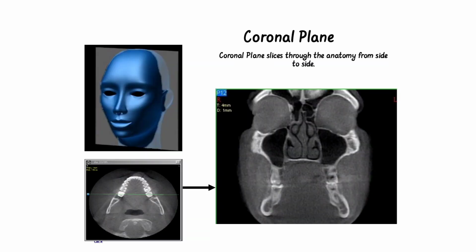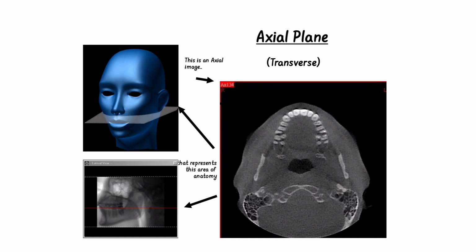The coronal slice is like you are looking at the patient from the front, almost like a panoramic. So, the left side of the screen is actually the right side of the patient, and the right side of the screen is the left. So, it's like they're looking at you, just like a panoramic view.